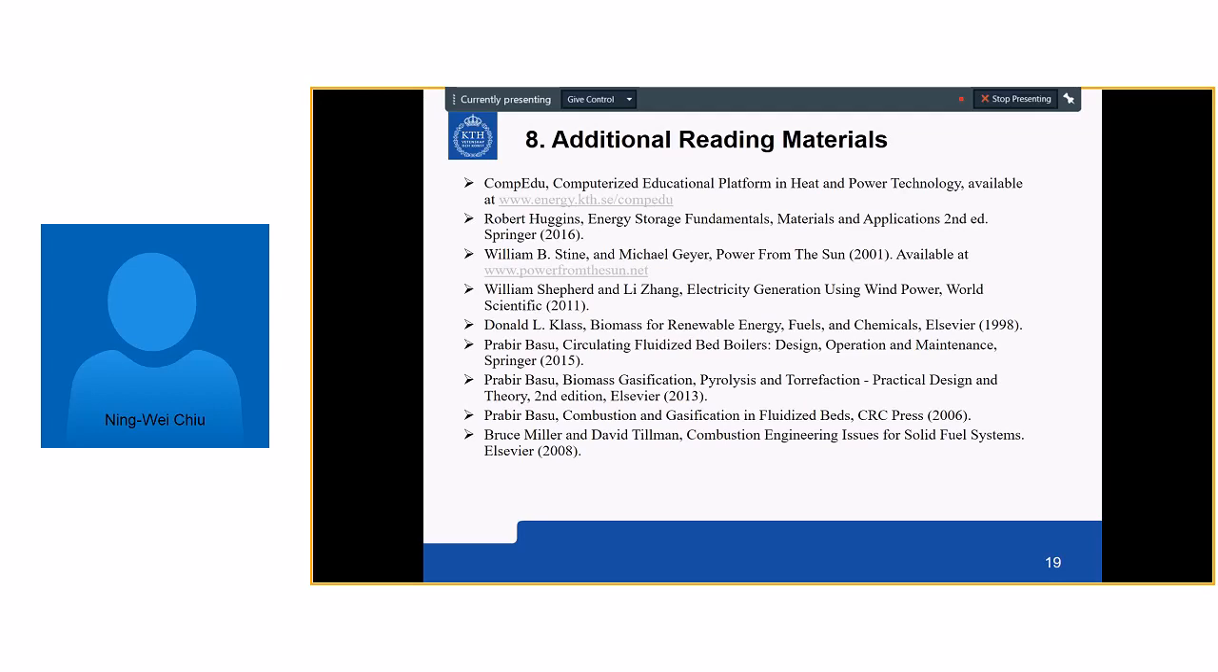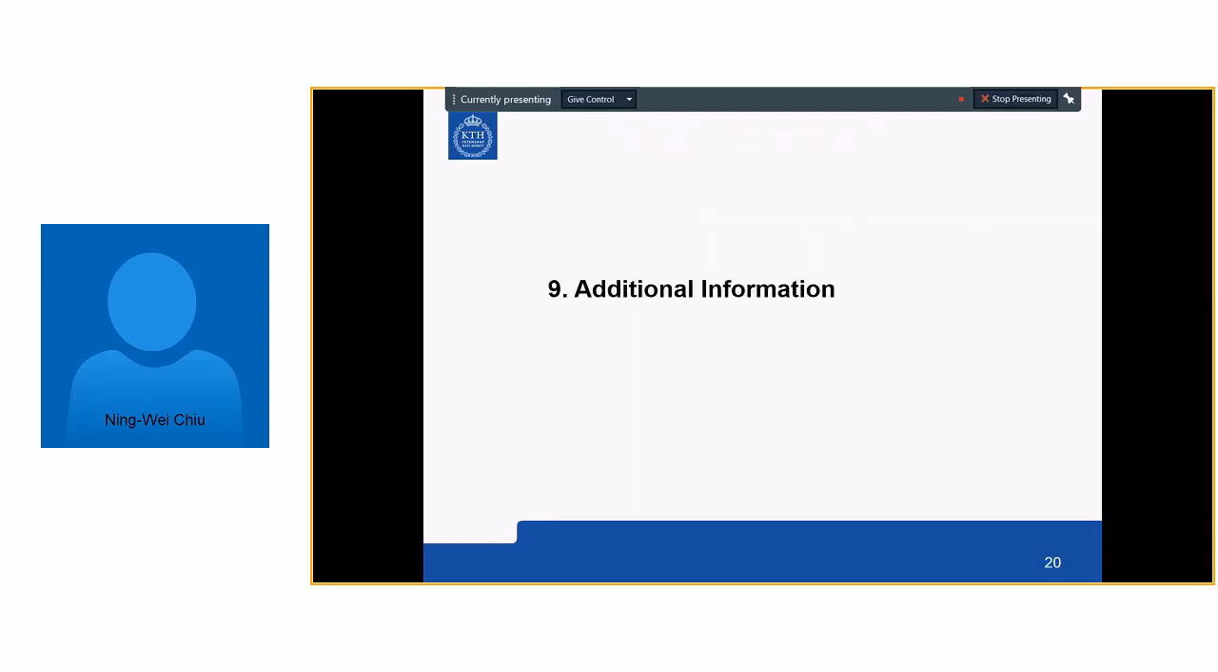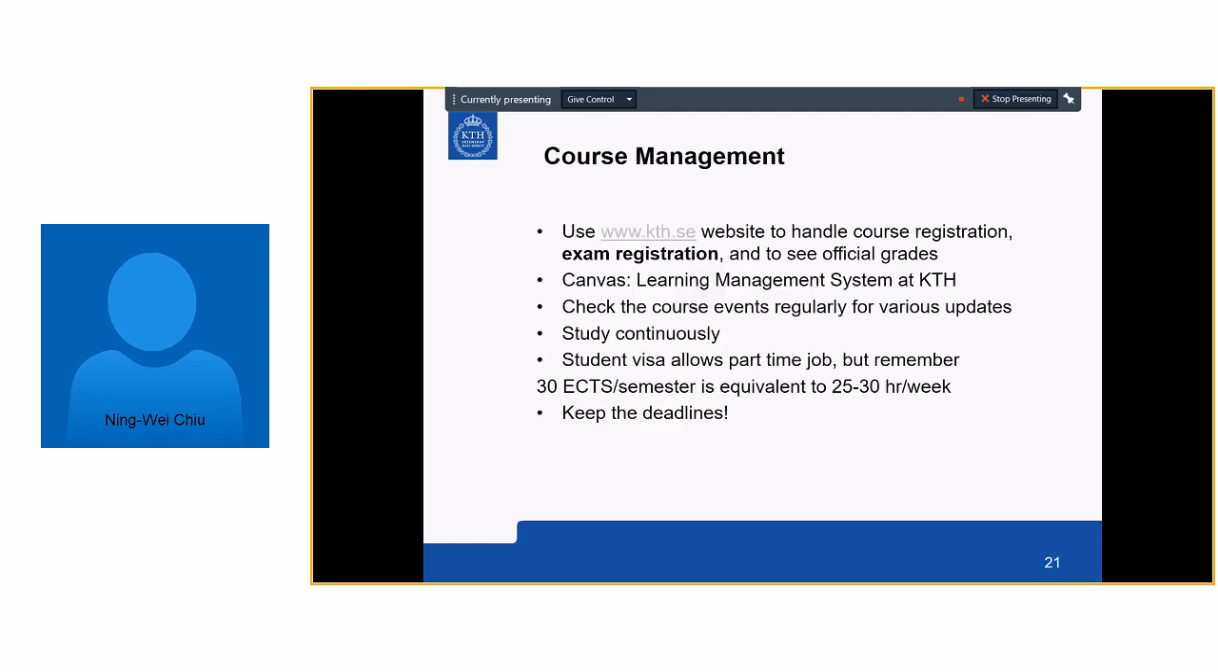All the course registrations or exam registrations, you have to do by yourselves. You do that on the KTH website, by logging in to KTH. On top of the page, you have the services. So go through the services and check all the functions there. We are using Canvas as our learning management system. That's where we share our course materials and lectures. That's where you submit your assignments. That's where we grade your assignments as well.